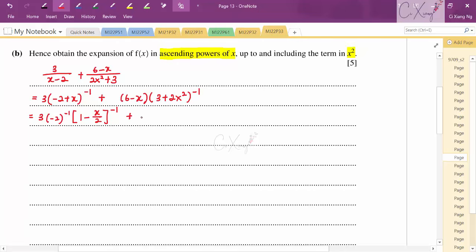The same thing happens for this second bracket. So 6 minus x, I don't need to do anything because it is power 1. I don't need to expand it, so I just keep it like this. And for this second bracket, to apply the binomial expansion formula, I have to take out the 3 with the power negative 1, and then I factorize out the 3. So my terms now will become something like this.